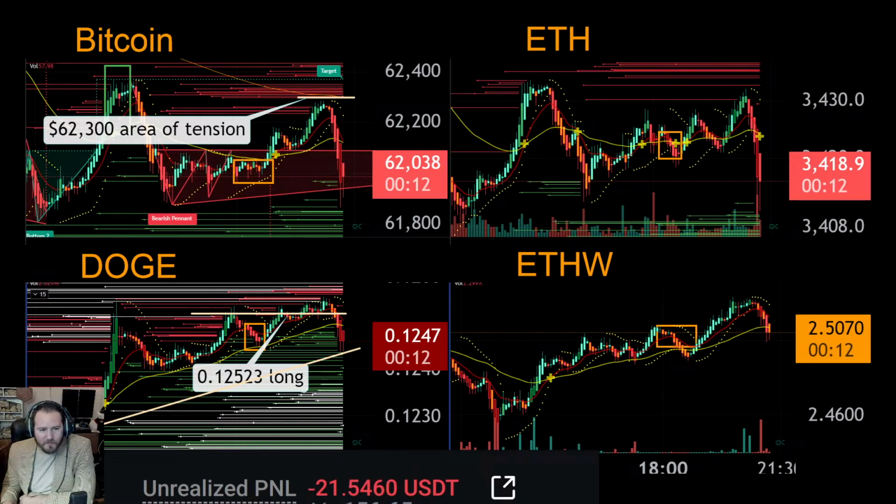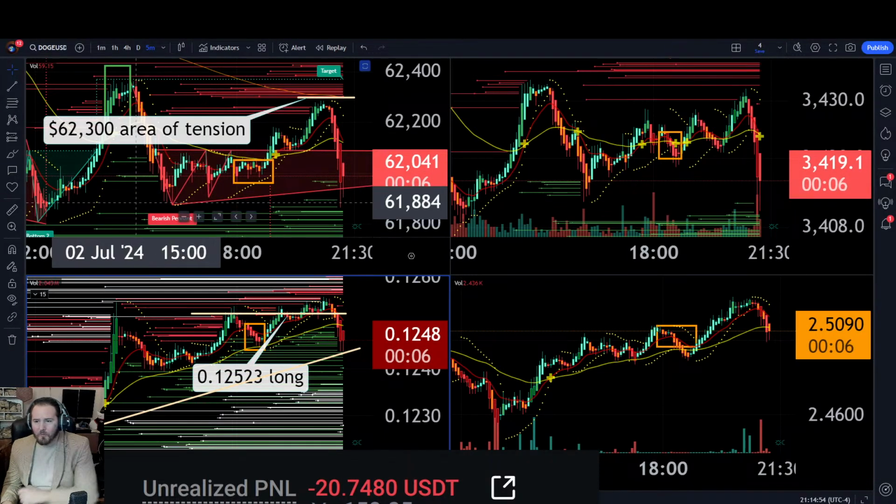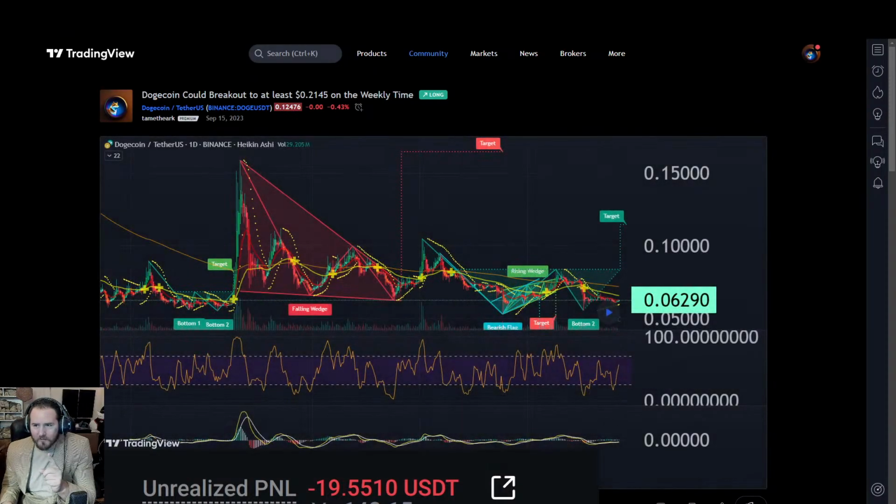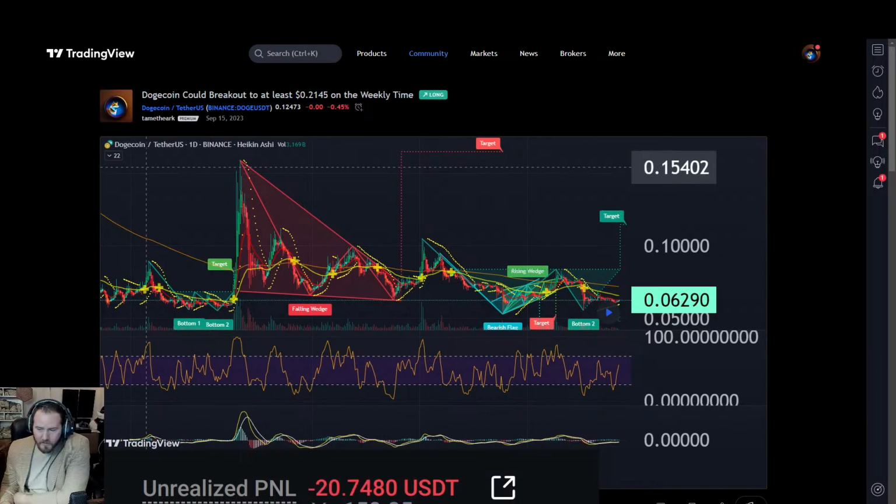Let's go to memory road. Let me remind you of another time when people called me delusional. This is me, Tametheark, September 15th, 2023. Dogecoin could break out to at least 21.45 on the weekly time frame. Long. And if you look right here, look at the chart. The price of Doge was at 6.29 cents when I was warning people we're going to go to 21.45. I bet you wish you could go back in time and buy your Doge at 6.29 cents right now.